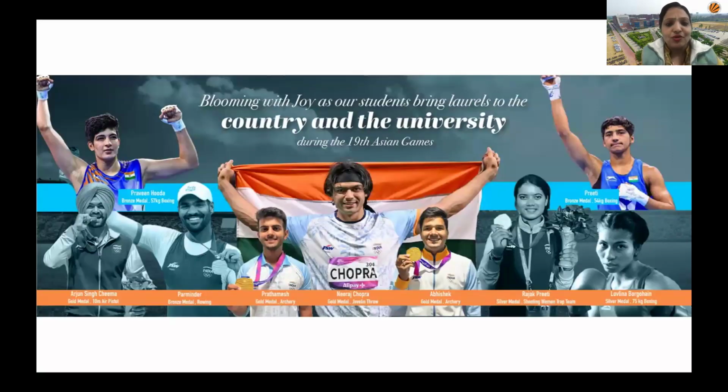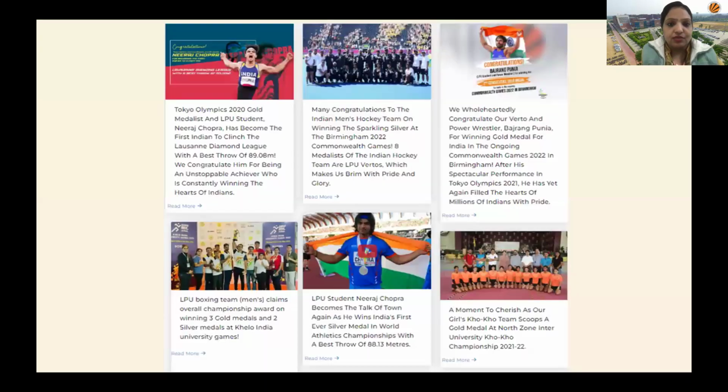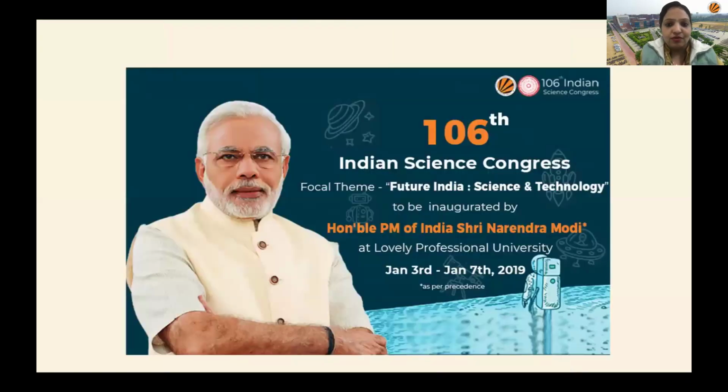So you can visualize Neeraj Chopra. He has not only made us proud, but the whole country proud. Abhishek also got a gold medal in archery. Rajat, Preeti, silver medal. Lovlina, again the silver medal. Preeti, bronze medal. So these are just a few glimpses to showcase what kind of sports and other activities we have. So you can have a view of the sports.